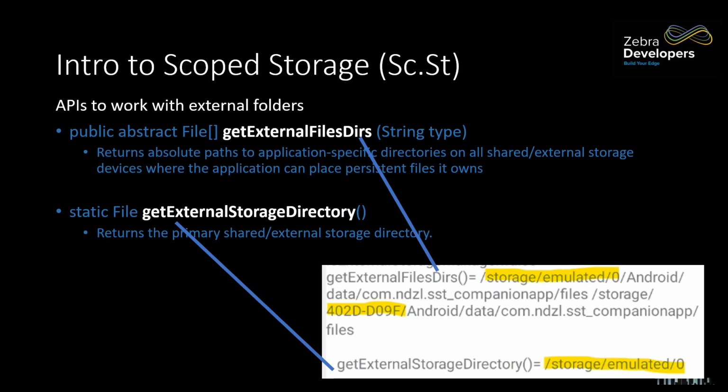This is an example of how getExternalFilesDirs and getExternalStorageDirectory return on the device I was using as an exercise with an SD card mounted. With the first API, I got two entries: the /storage/emulated, and the storage with the SD card ID in the path, with its data folder. The getExternalStorageDirectory, instead, is pointing to the first volume of the emulated storage.